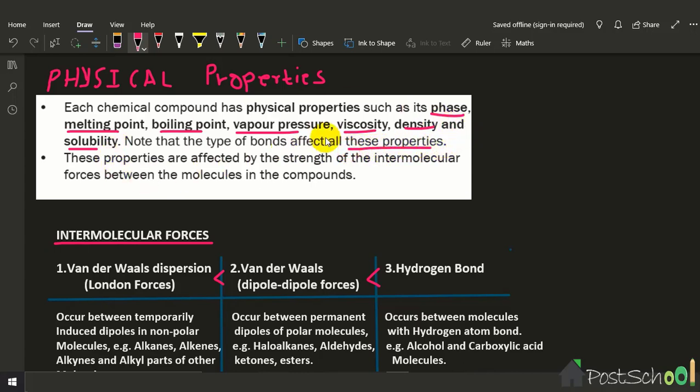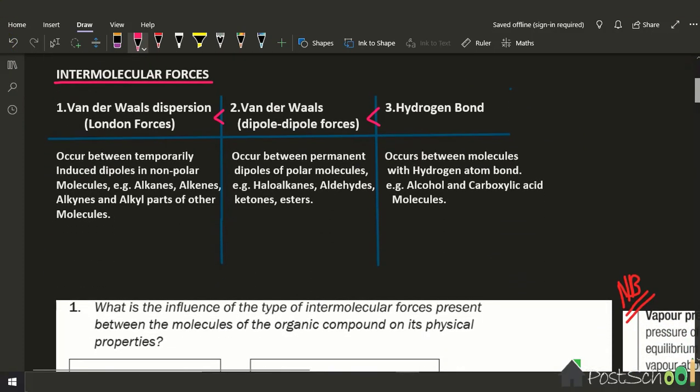So our topic is mainly based on phase, melting point, boiling point, and vapor pressure. But we will not focus much on density and viscosity; it will be based mainly on melting point, boiling point, and vapor pressure. These properties are affected by the strength of intermolecular forces, and we also focus on the intermolecular forces between the molecules in the compound. So your revision of intermolecular forces is important; you must grasp and understand it.